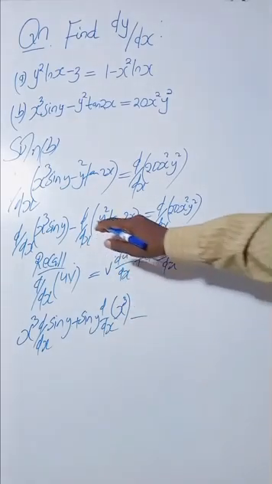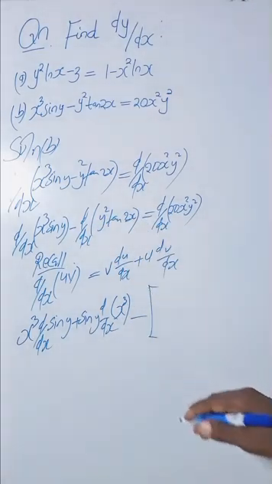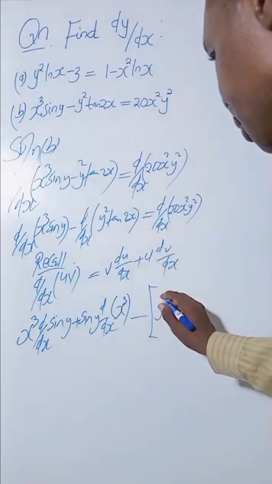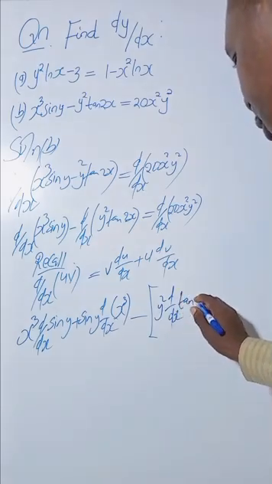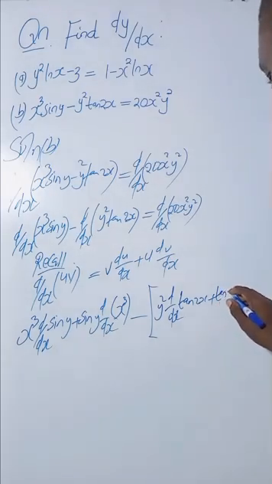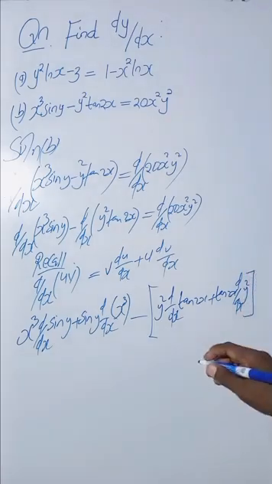applying the same to this particular function here. Remember, we have put minus here. I would suggest that we put the square bracket. So we have y squared, then the derivative with respect to x of tan 2x, then plus tan 2x, then the derivative with respect to x of y squared, close our bracket like that.